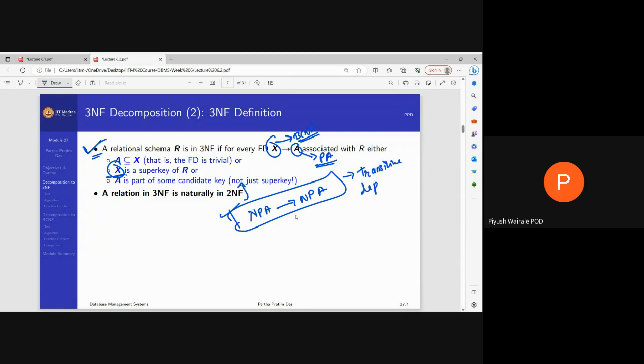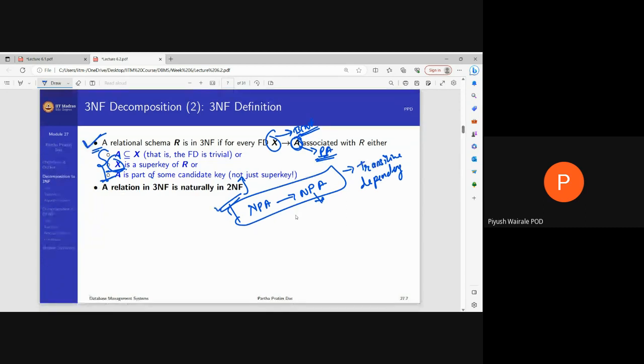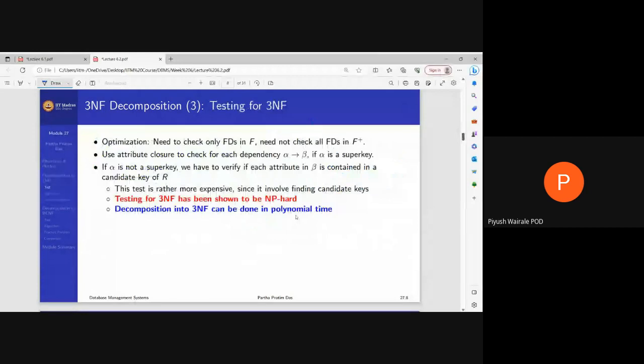Transitive dependency. Same thing. You have to check for multiple things instead of just check for one thing, because it is inferred from this thing only. We are saying that A is a part of some candidate key, means A is a prime attribute. If it is there, it is allowed. What is not allowed? If A is non-prime attribute and it determines non-prime attribute, simply it will violate the 3NF condition. So a relation in 3NF is naturally in 2NF, right? Yeah, so testing for 3NF has been shown.